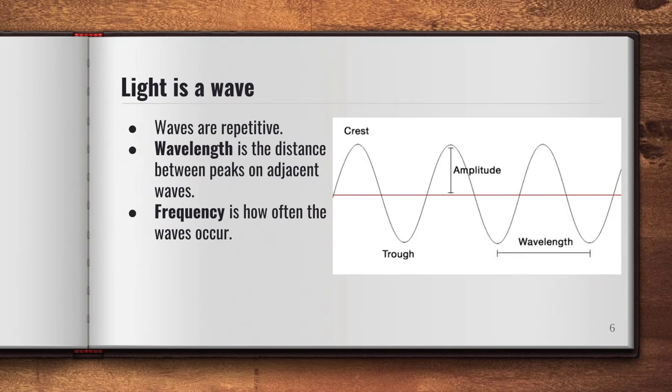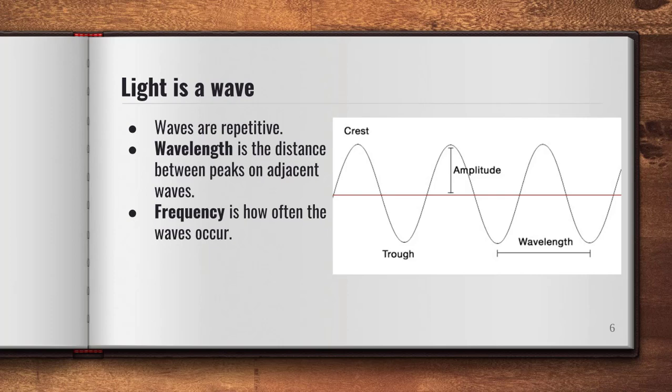Now keep in mind, when we talk about waves, waves are repetitive. They go up and down. The wavelength is the distance between the adjacent peaks on waves. So you go from one peak to the next peak in that wave and you have a wavelength. The amplitude is the distance, kind of like the halfway distance between that line right there in the middle and then all the way up to the top. Frequency is how often they occur.